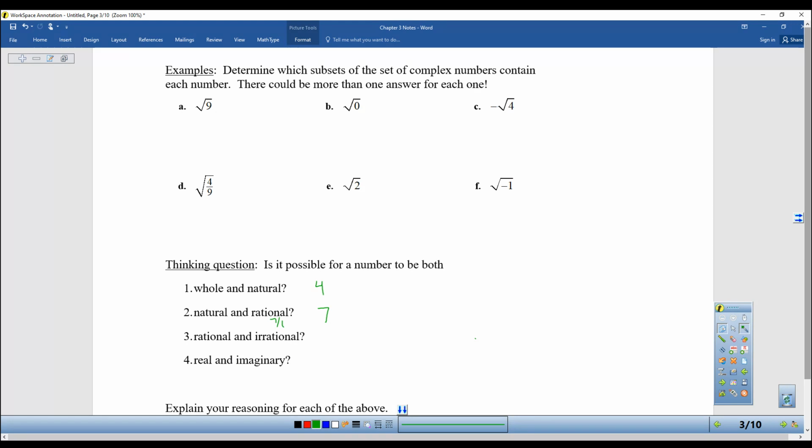Rational and irrational. No. It is either one or the other. It cannot be rational and irrational at the same time. Real and imaginary. No, there is no example. I guess I should put "for example" here in your notes so that you realize that those aren't the only answers. Those are just 2 possibilities. Yeah, something is either real or imaginary.